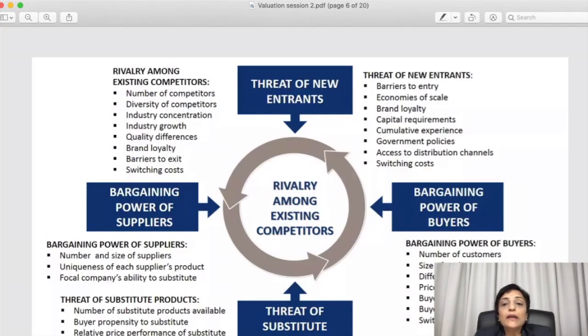When we talk about the bargaining power of buyers, if the number of customers is very low, then the force is on the higher side. If the size of each customer order is high, then again the customers have higher bargaining power. If there are too many competitors, then it's a lower switching cost for the customers to move to another product. If price sensitivity is high, even then the buyers will have a high force because switching is easier for them.